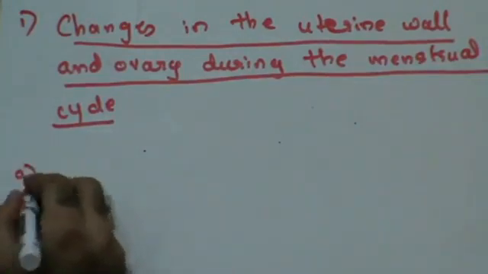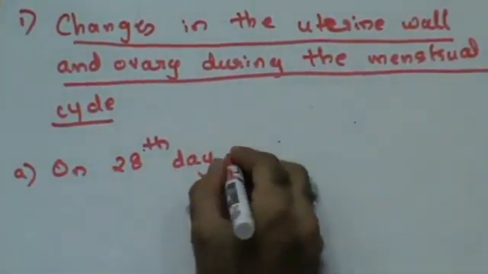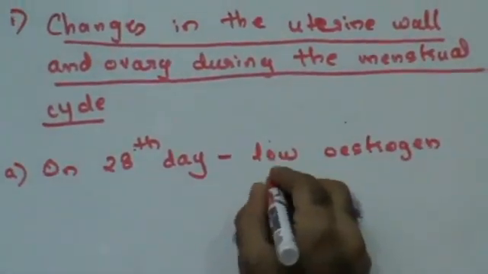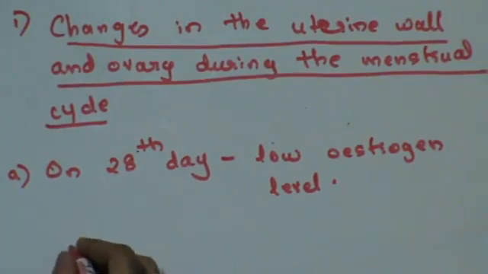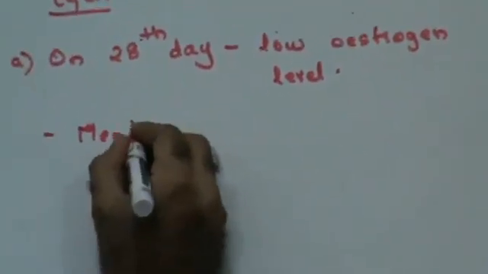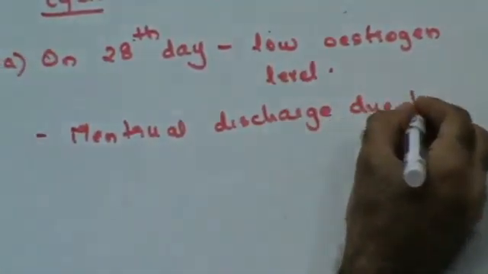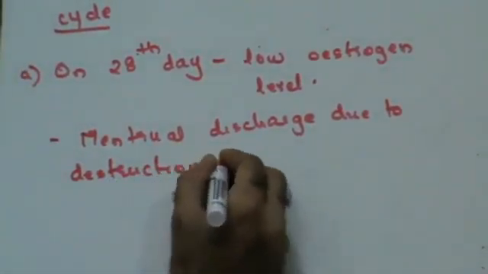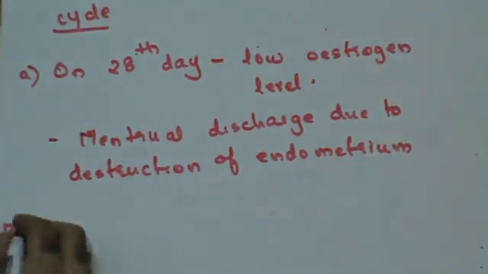On the 28th day, the cycle is of 28 days. On the 28th day you have low oestrogen level. Since you have low oestrogen level, you will have menstrual discharge due to destruction of endometrium. That's on the 28th day.